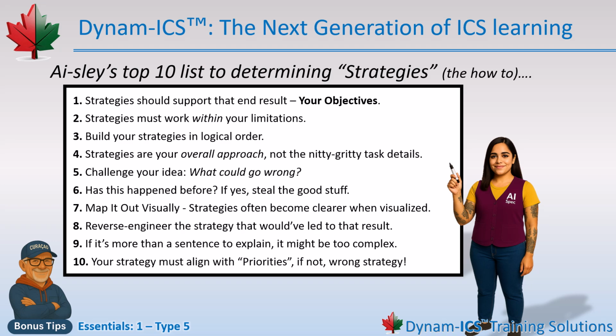9. If it's more than a sentence to explain, it might be too complex. If you need a PowerPoint to explain your strategy, it's probably a tactic disguised as one. Simple strategies are easier to remember, explain, and execute. 10. Your strategy must align with your priorities. If not, wrong strategy. If it doesn't support life safety, incident stabilization, or property conservation, throw it out. Strategies that ignore priorities tend to make the situation worse, not better.